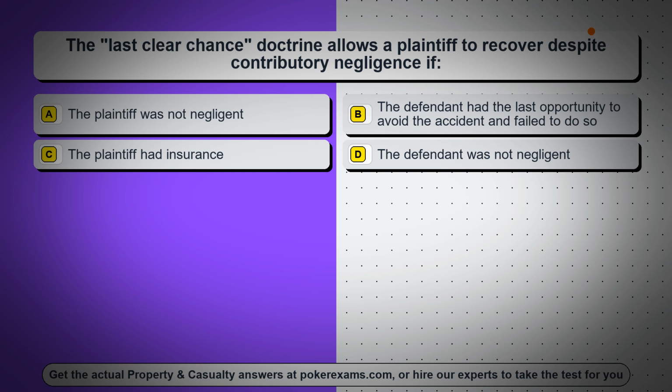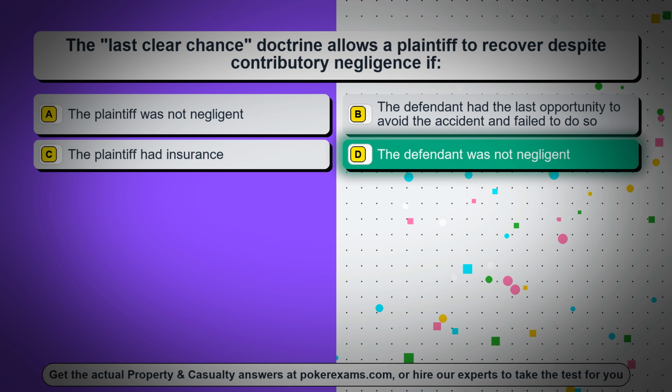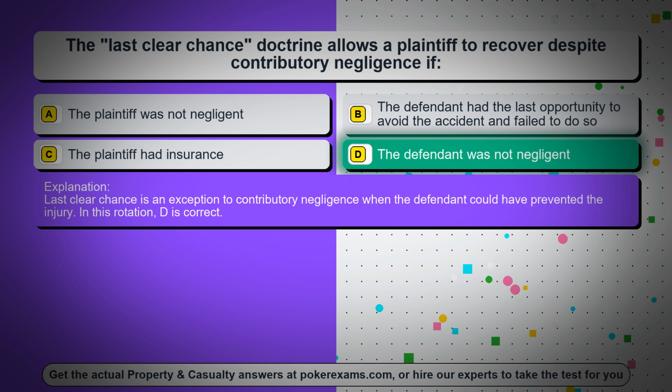Option C, the plaintiff had insurance. Option D, the defendant was not negligent. The correct answer is option D, the defendant was not negligent. Last clear chance is an exception to contributory negligence when the defendant could have prevented the injury. In this rotation, D is correct.